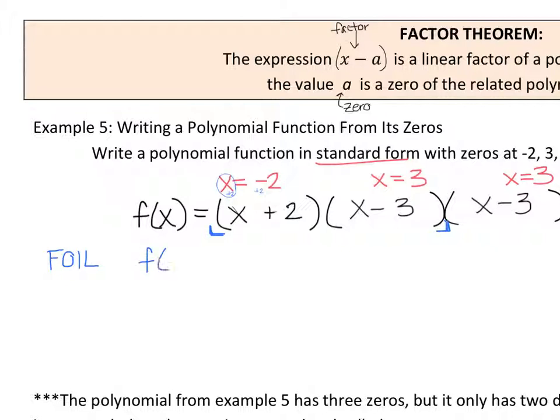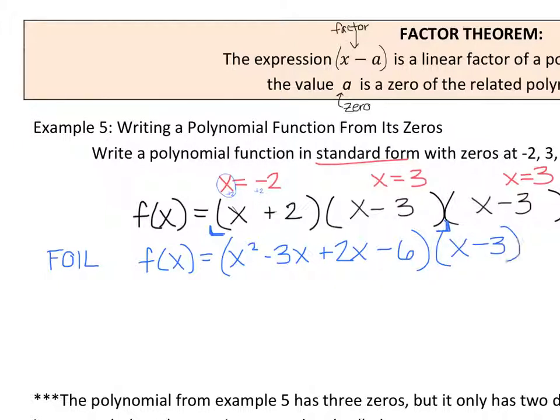So I'll have f of x equals x times x is x squared. x times -3 is -3x. 2 times x is positive 2x. And 2 times -3 is -6. And then I still have x minus 3 in parentheses behind all that.